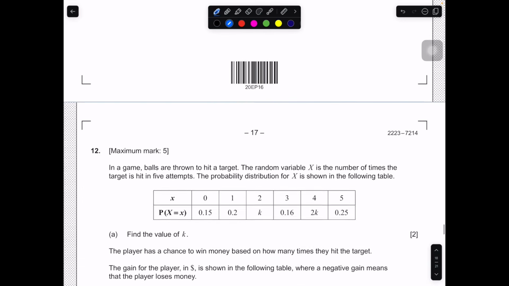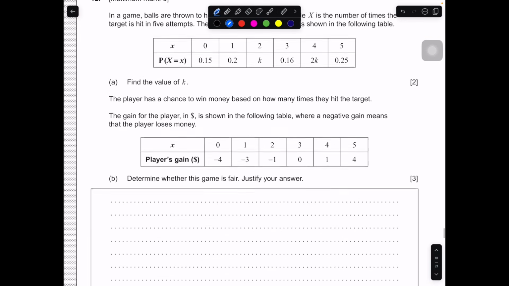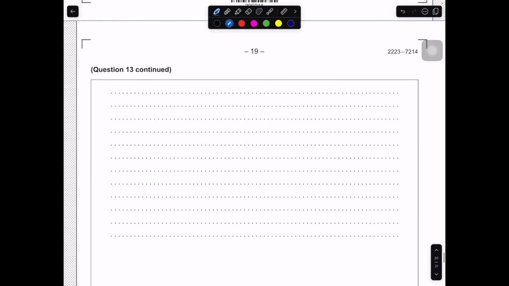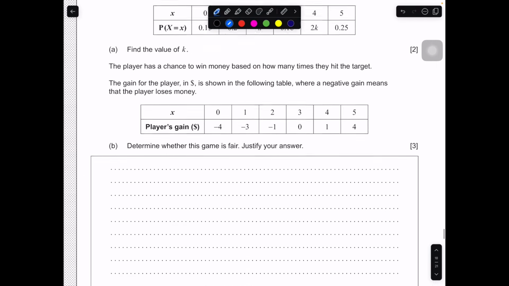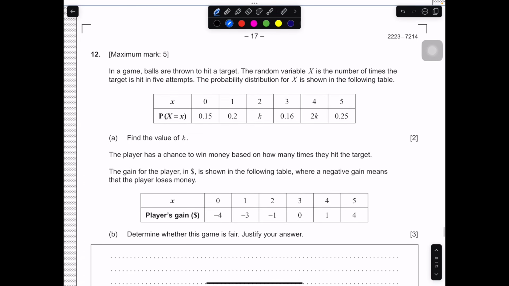All right, and 12, not sure how many questions are left. 2 more questions? 2 more questions, okay. All right, so these should be getting more challenging now.